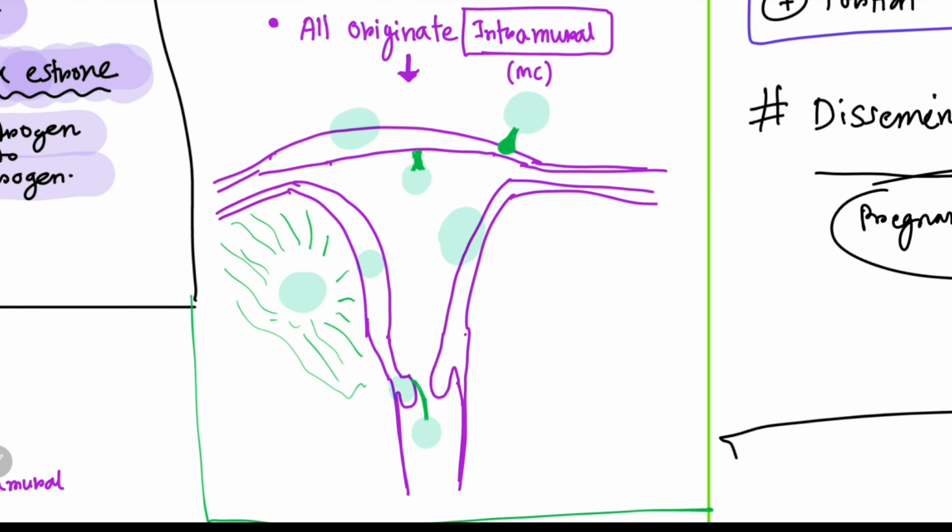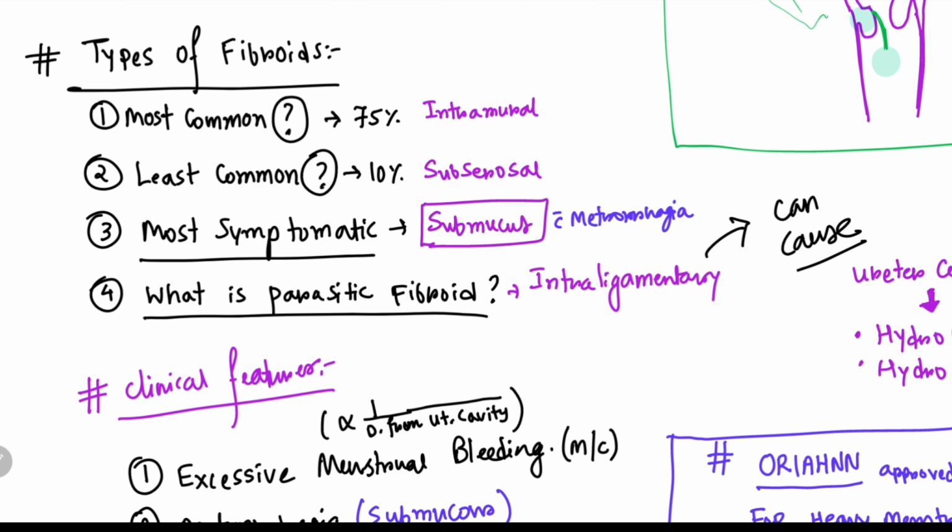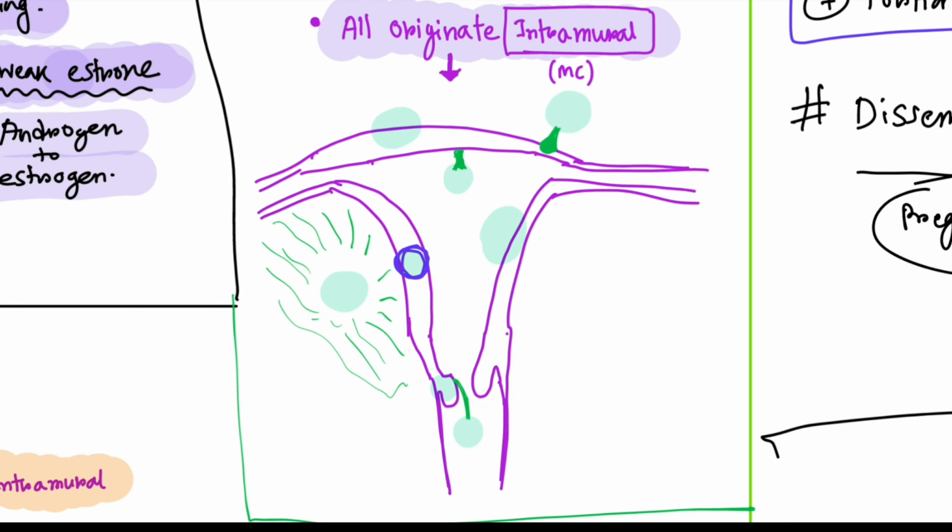Now about the development and types of leiomyoma. All leiomyomas or fibroids originate intramurally, that means inside the myometrium. Let's talk about some important types of fibroids. What is the most common form of fibroid? It is seen in about 75% of cases, and that is the intramural fibroid. If you look at the picture, you can see this fibroid inside the myometrium of the uterus. This is known as the intramural type of fibroid.